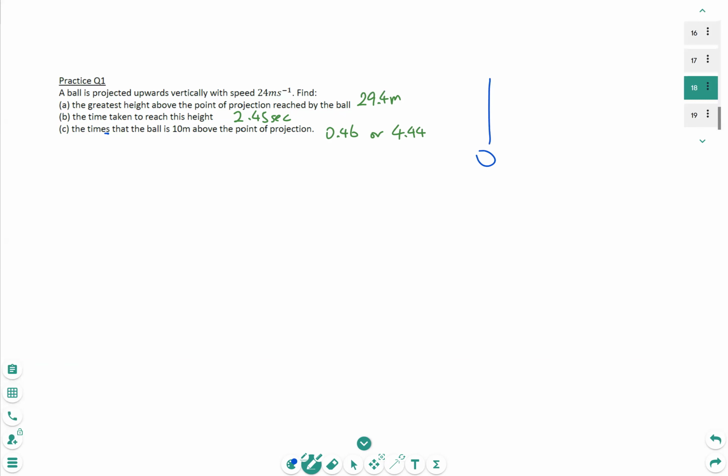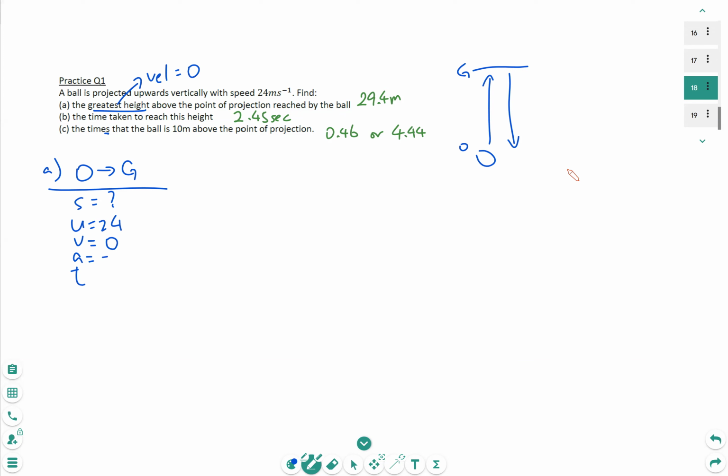Again, we start in here and we'll come back down. So we start with point O to point G, the greatest height. Question A, Suvat. S is unknown, which is what we're interested in. Initial velocity is 24. Final velocity is 0, because at the greatest height velocity is 0. Acceleration is minus 9.8. So v squared equals u squared plus 2as: 0 equals 24 squared plus 2 times minus 9.8 times s. Bring it to the left hand side: 19.6s equals 576. So 576 divided by 19.6 is 29.4.